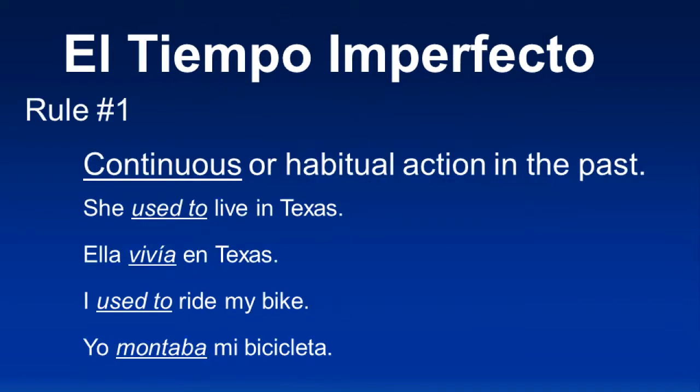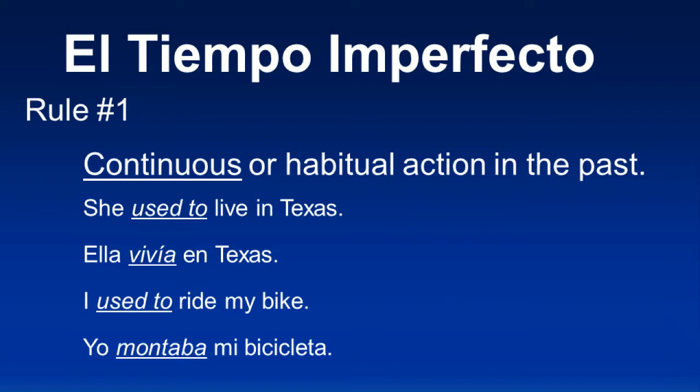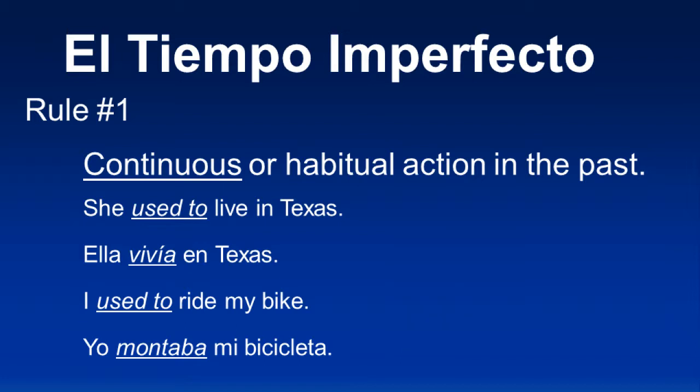First of all, rule number 1, the C in California diet stands for a continuous or a routine or habitual action that was performed in the past. For example, she used to live in Texas. How long did she live in Texas? Not really stated in this sentence, just that she used to live there. Ella vivía en Texas. Or, I used to ride my bike. Montaba mi bicicleta. Whenever we want to say in English, I used to, and we want to say the equivalent in Spanish, we're going to use the imperfect tense.